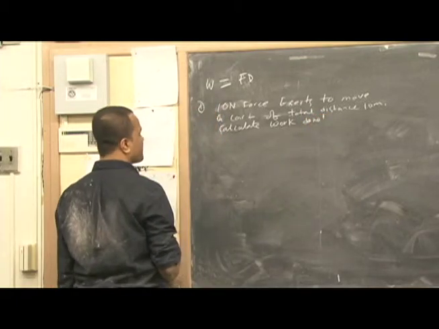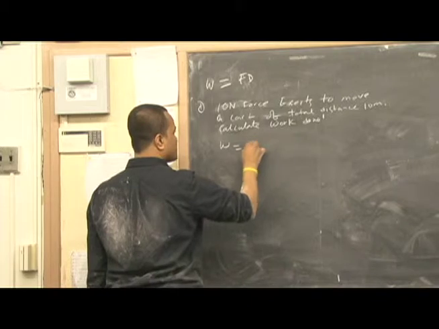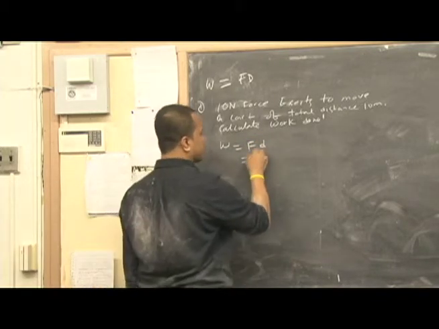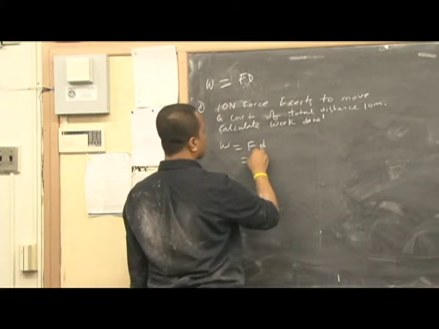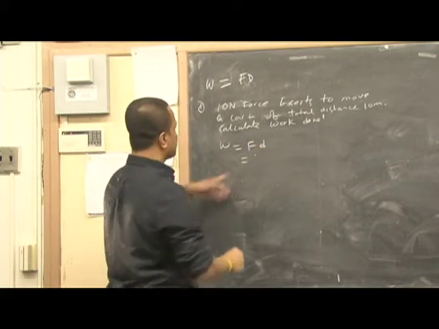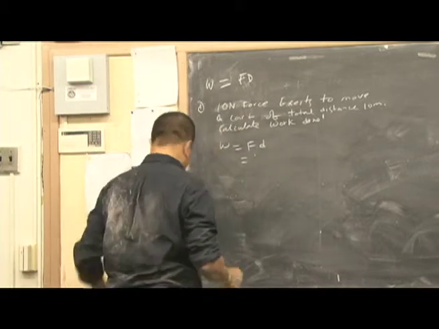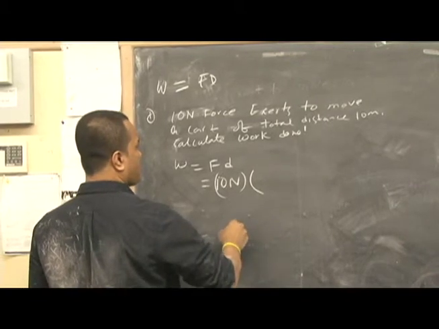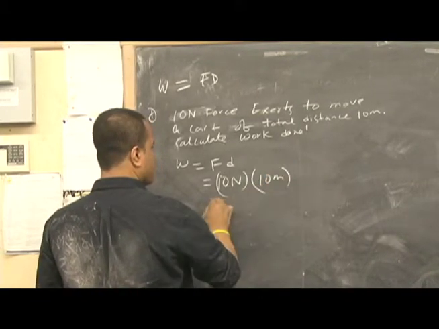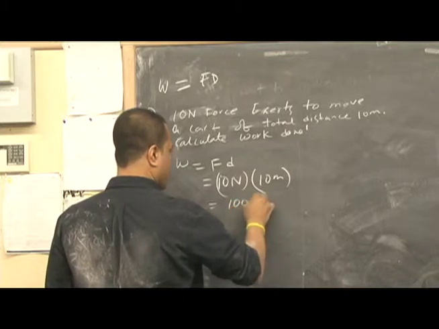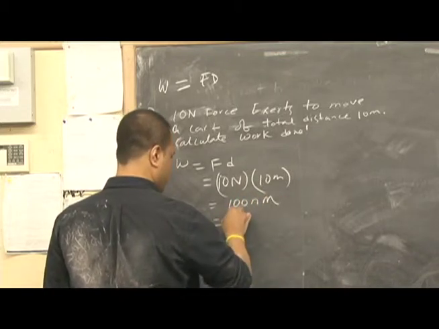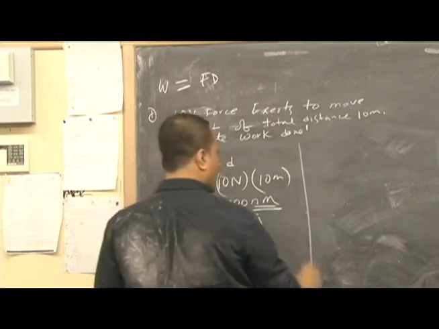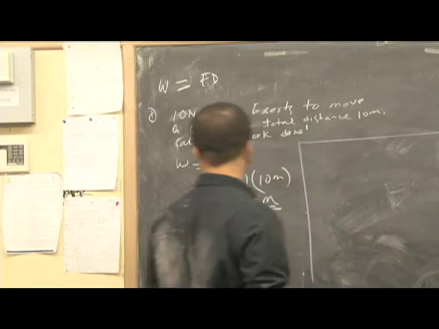All right. So work is force times distance. The force is 10 Newton, and distance is 10 meters. So 100 Newton meter, and 100 Newton meter is simply joule. Okay, so let's do a more complicated question.